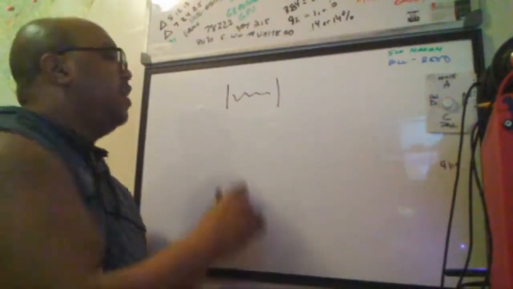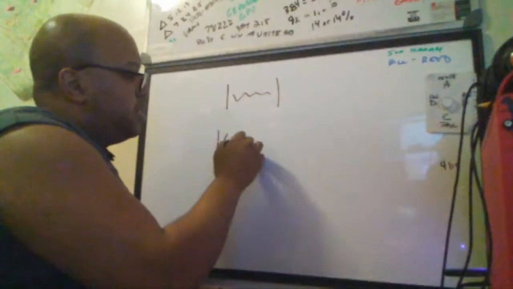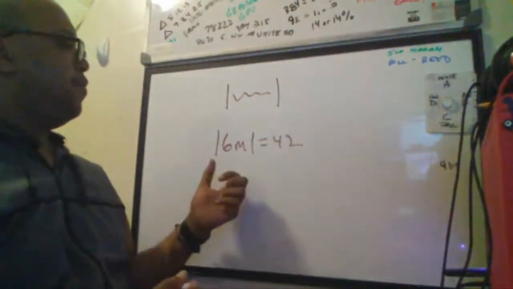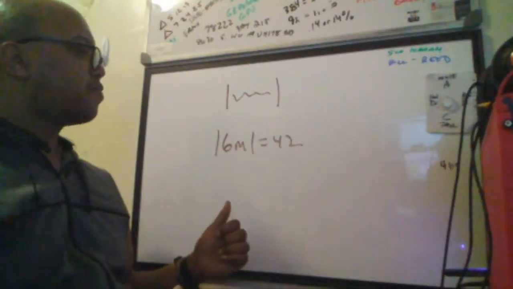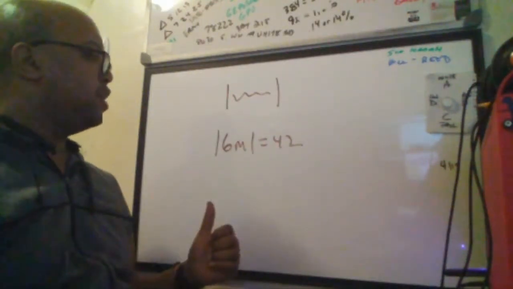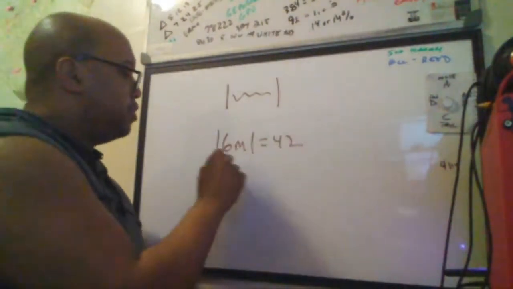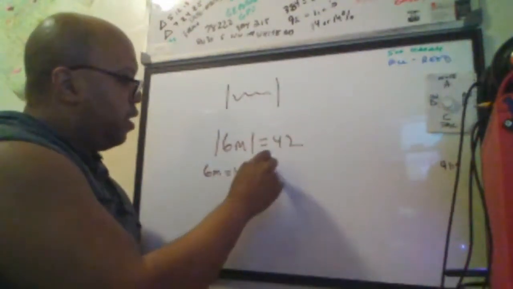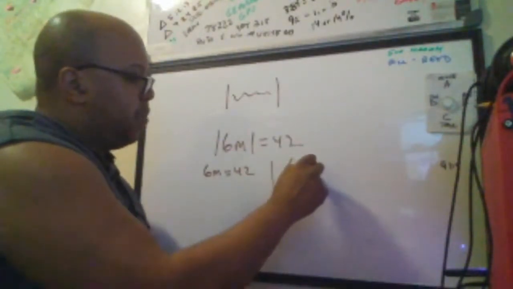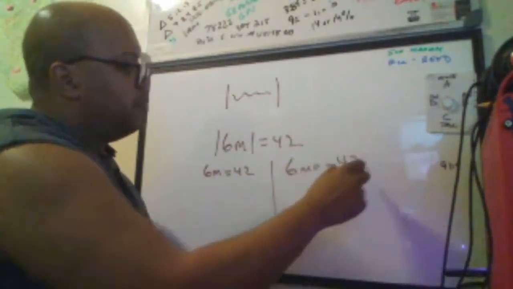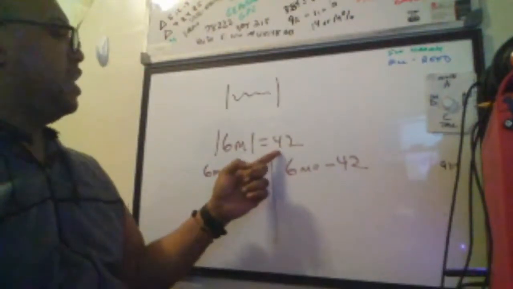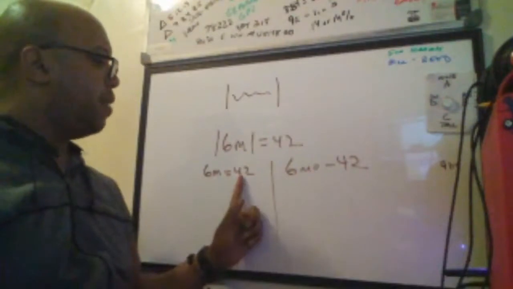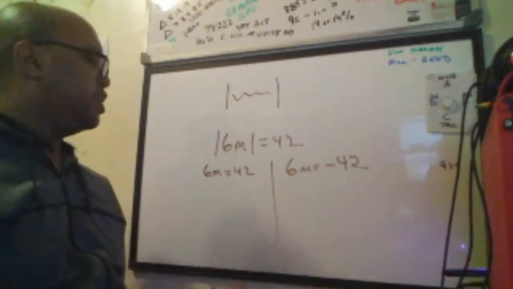So if we have the absolute value of 6m equals 42, and we're trying to solve this, when we have this absolute value situation, this actually becomes two questions. It becomes 6m equals 42, and it also becomes 6m equals negative 42. So the thing that's on the other side of the equal sign actually takes a positive and a negative form, and then we just solve for both.